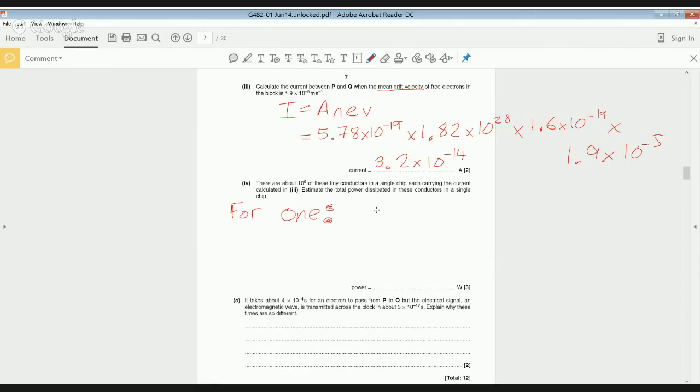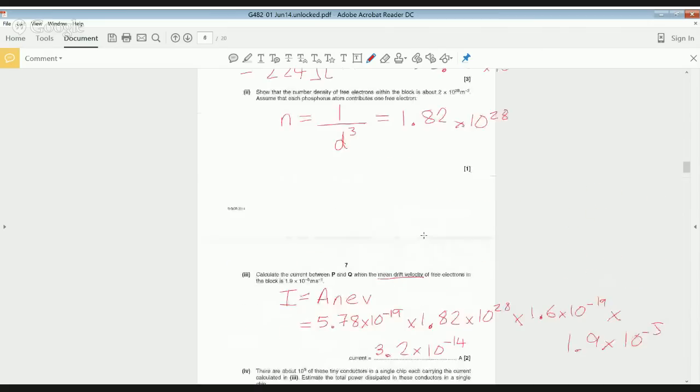So we've got 3 equations for power dissipation. We've got P equals IV, P equals I squared R, and P equals V squared over R. They're all on your formula sheet. On this occasion, we know the current and we know the resistance, so it's appropriate to use P equals I squared R, where I is our calculated value here, 3.2 times 10 to the minus 14, and R is our resistance that we calculated here, 224 ohms.